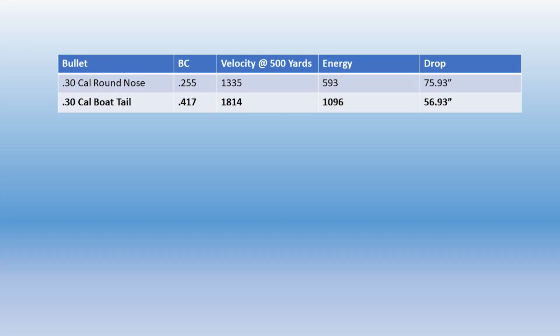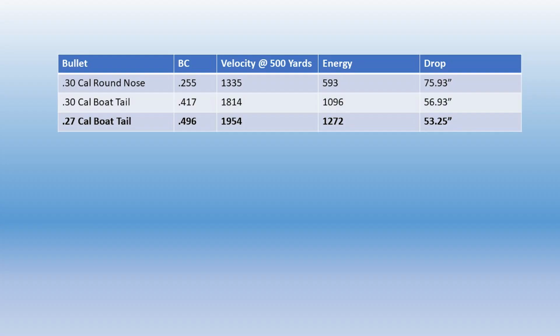Now if we bump up to our boat tail round, it's going to reach our 500 yard target at 1,814 feet per second and 1,096 foot-pounds of energy. So according to our 1,000 foot-pound rule, the boat tail round still has enough energy to ethically kill a whitetail at 500 yards, where our round nose has not.